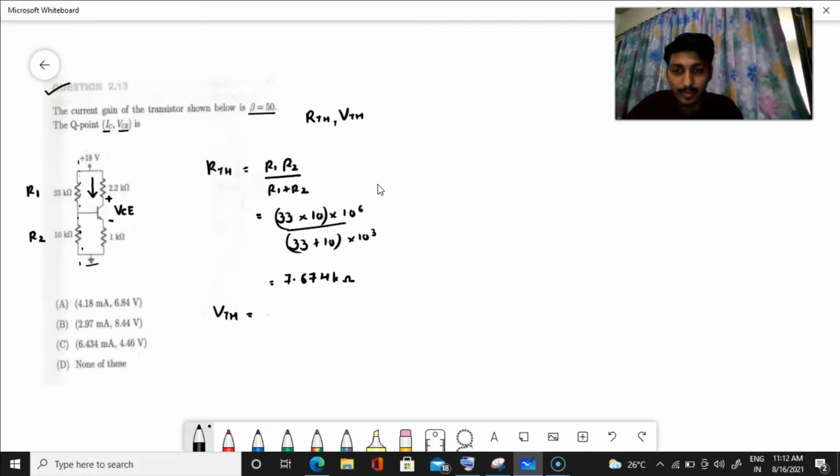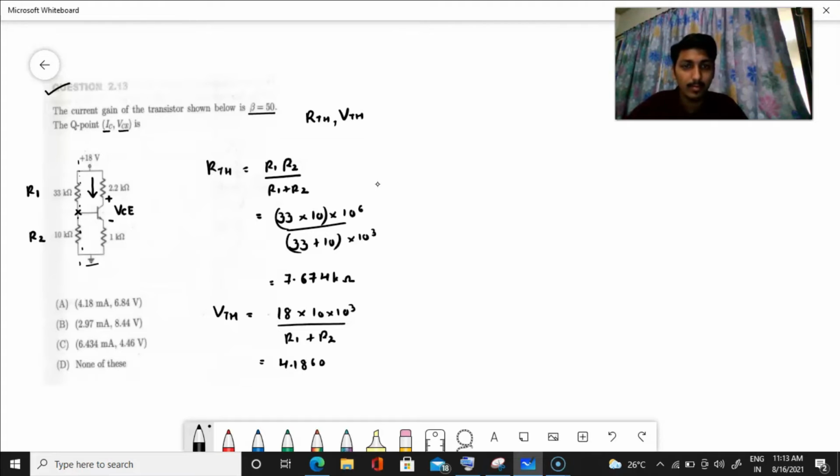Now VTH. The basic idea behind this is that we have to apply the voltage divider rule. So 18 into 10 into 10 raised to 3 by R1 plus R2, which is 18 into 10 into 10 raised to 3 divided by 10 into 10 raised to 3 plus 33 into 10 raised to 3, which is 4.1860.